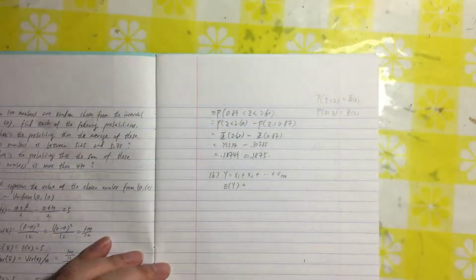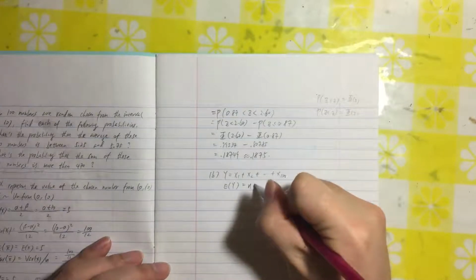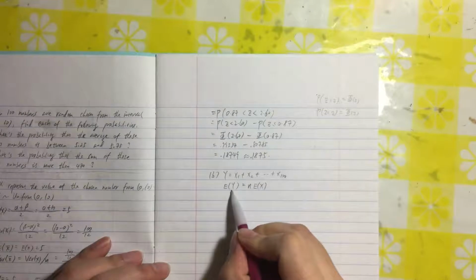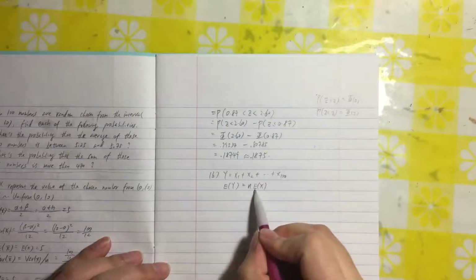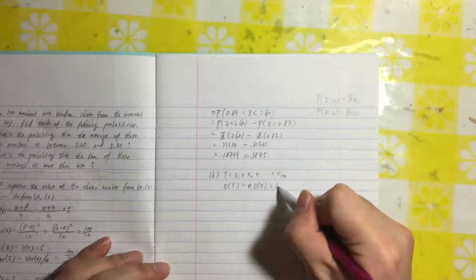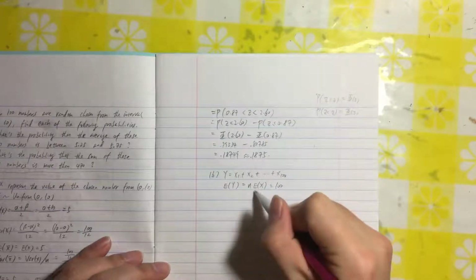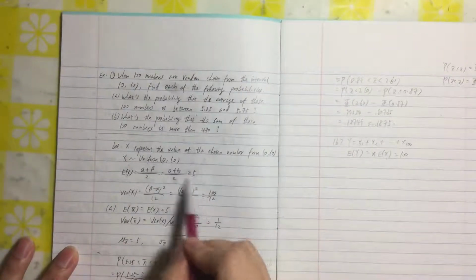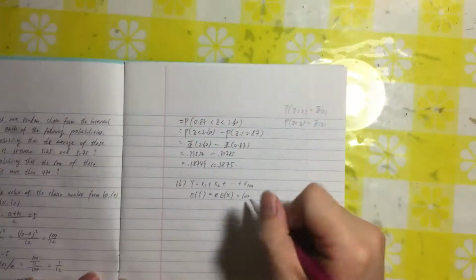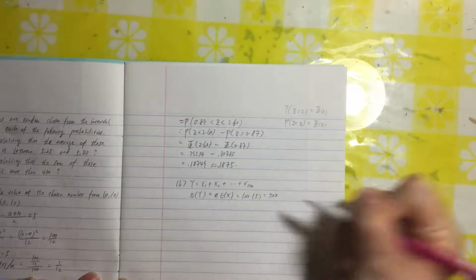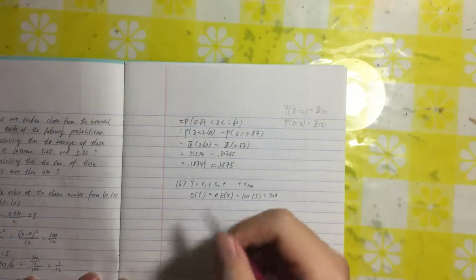The expected value of y is n times the expected value of x. Here n is 100, the sample size is 100, times the expected value of x. The expected value of x is 5. So we get 100 times 5, that's 500. That's the expected value of y.